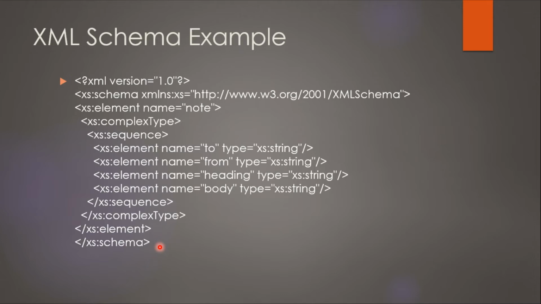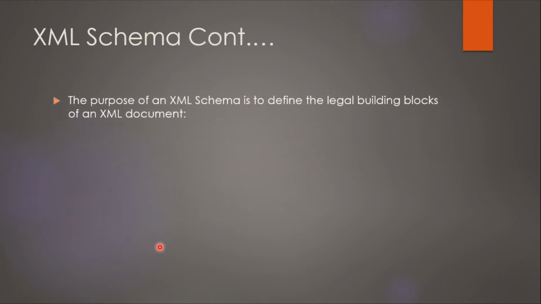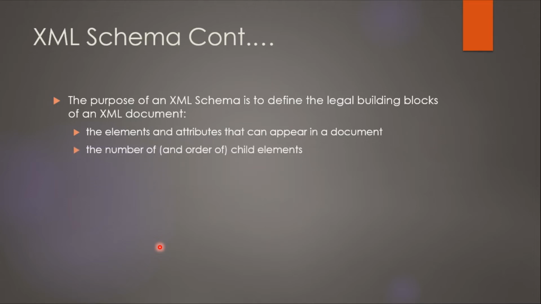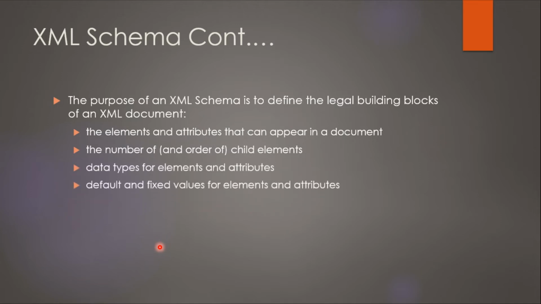The purpose of an XML schema is to define the legal building blocks of an XML document: the elements and attributes that can appear in a document, the number of child elements, the data types of elements and attributes, and default and fixed values for the elements and attributes. An XML document can refer to a DTD or an XML schema.